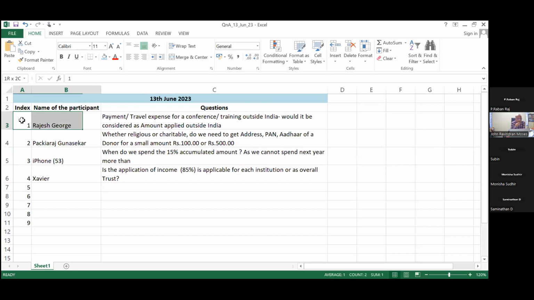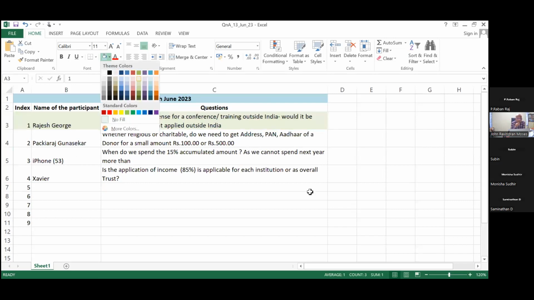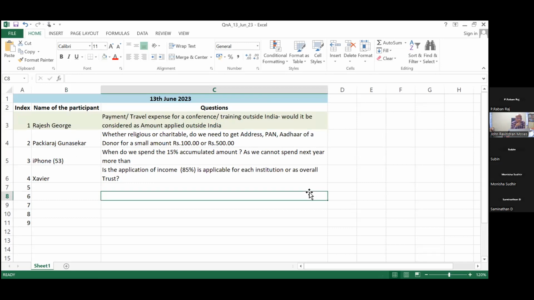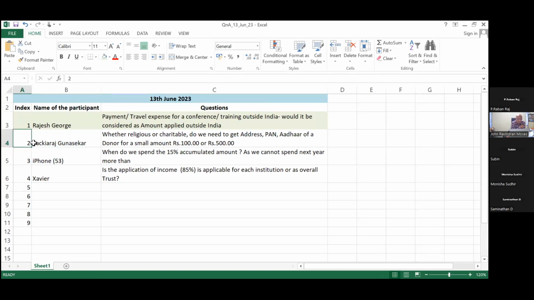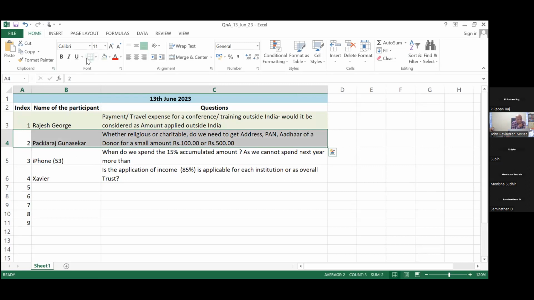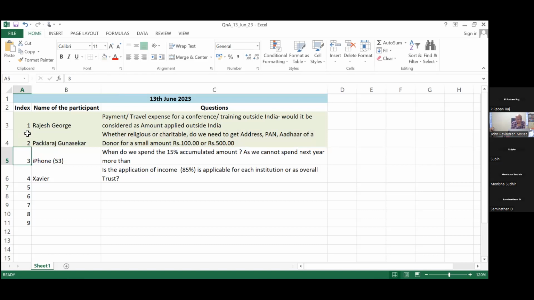Donor, whether religious or charitable, do we need to get address, PAN, or other details, or name for a small amount, 100? I don't think we need to get PAN for small amounts, sir. But certainly, when the amount becomes bigger, you'll have to get that. In fact, 80G may be applicable to them, but if they are claiming 80G deduction, then you'll have to get their PAN or other details. If they're not claiming 80G, you don't need to get the details.